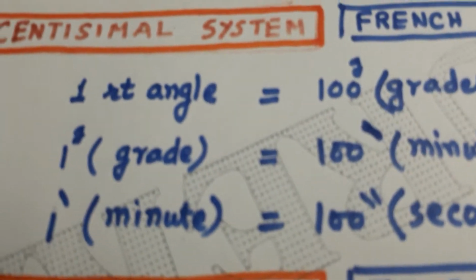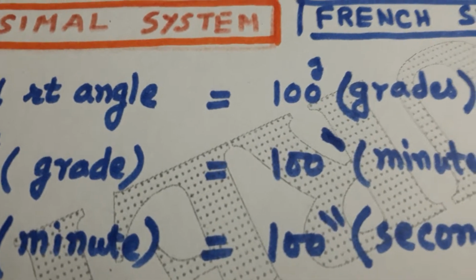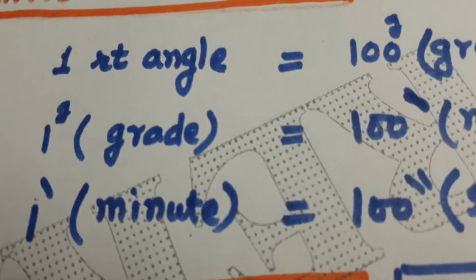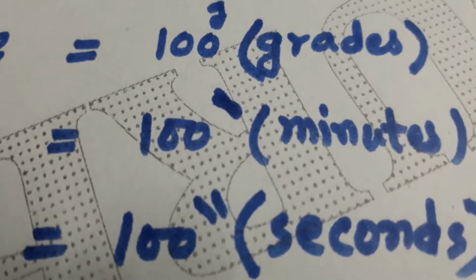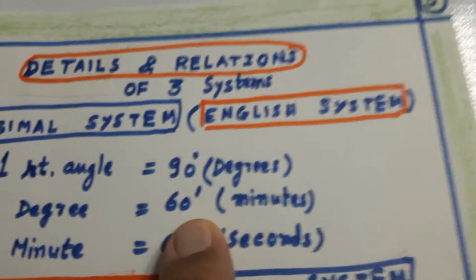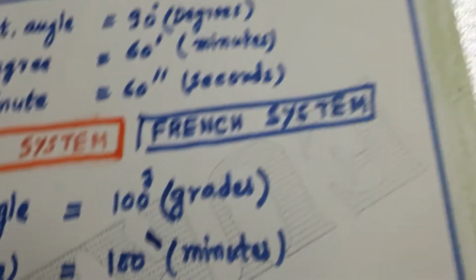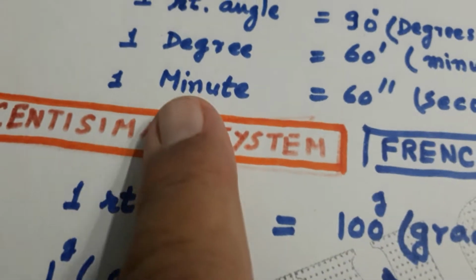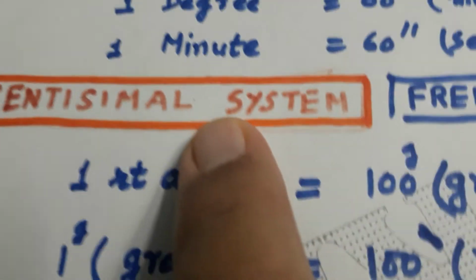Now, in the centesimal system, one right angle is divided into 100 parts and each part is called a grade. So one right angle is equal to 100 grades, and one grade is further divided into 100 parts and they are called 100 minutes. This minute is different. Look here, this minute, the symbol is this, and in case of 60 minutes, in case of the sexagesimal system, its notation is different. Now, 1 minute is equal to 100 seconds in case of centesimal system. Centi means 100. Sachin ki century. So centi is 100.